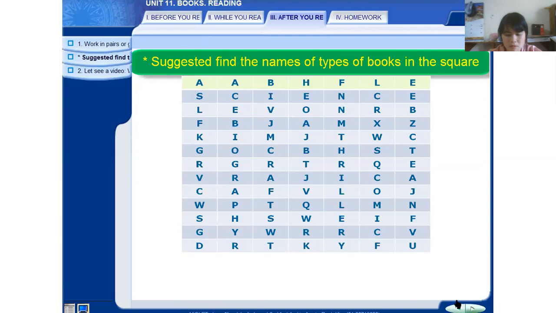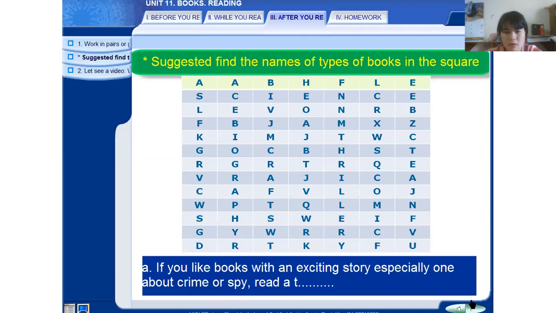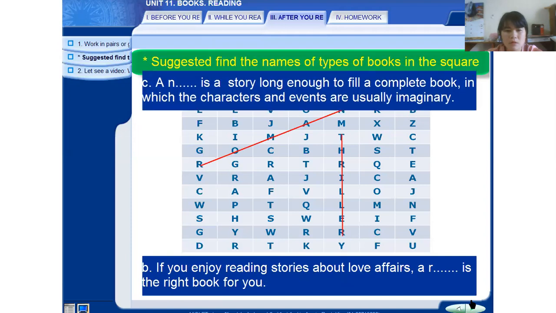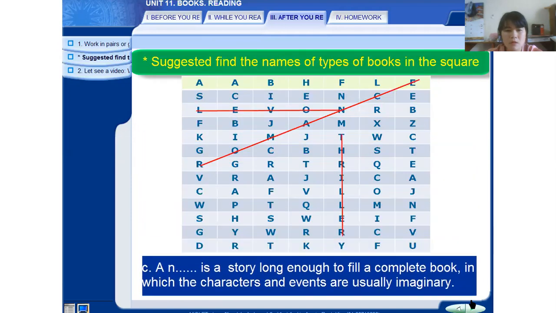Tiếp theo, với thứ ba, chúng ta có thể theo đẳng cấp cho nó dễ. The word begins with letter N: a story long enough to fill a complete book in which the characters and events are usually imaginary. Một thể loại là một quyển sách dài, những nhân vật sự kiện thì thường là tưởng tượng. N, N. Okay. Can we have word novel? N-O-V-E-L, novel.